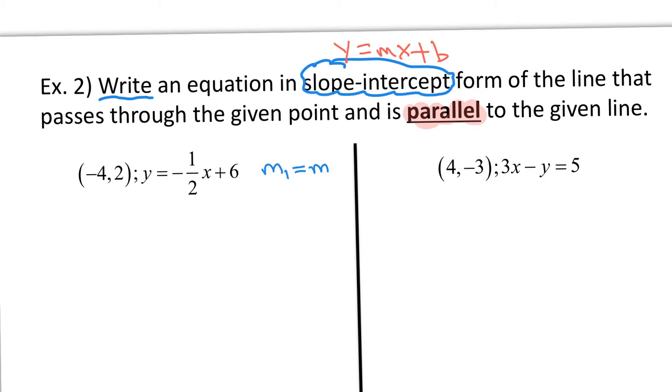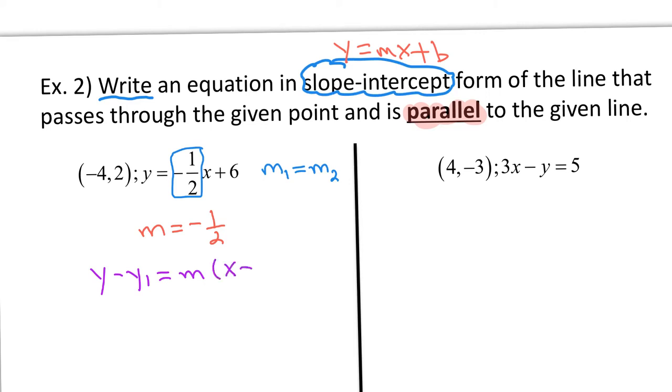So m1 equals m2. My slope for this line that is given is right here. So m1 equals negative 1/2. So I can say the slope of the line that I'm looking for is the same slope, negative 1/2. All right, so that's a good start. Now, what do we need to use? Let's go ahead and use point-slope. I know it says up there the answer has to be in slope-intercept form, but point-slope is going to help you set up the equation, and then you can change it to slope-intercept form.